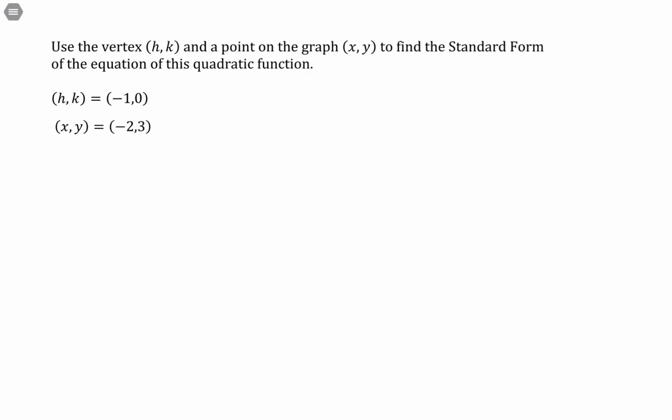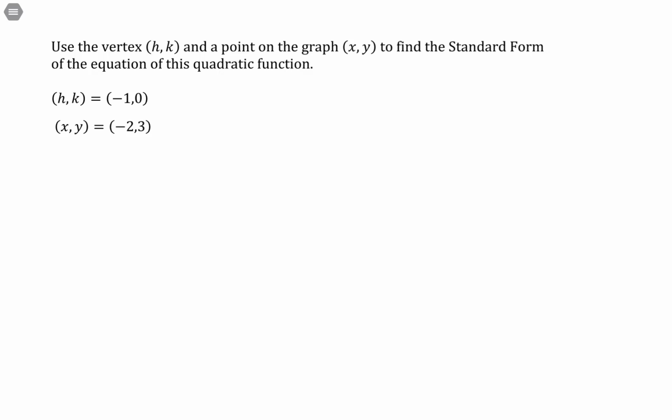Use the vertex (h, k) and a point on the graph (x, y) to find the standard form of the equation of this quadratic function. So (h, k) equals (-1, 0), and (x, y) equals (-2, 3). So (h, k), that's the values of our vertex.